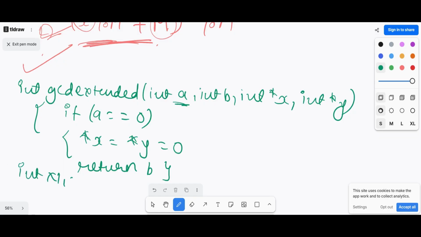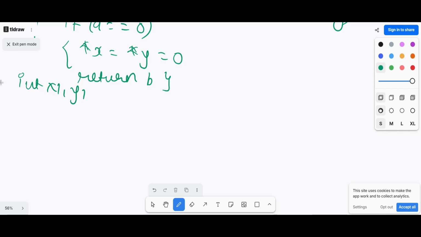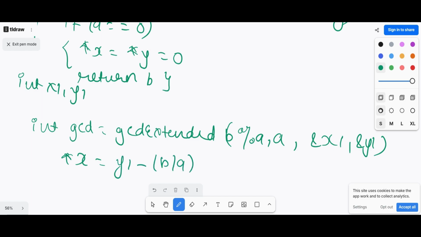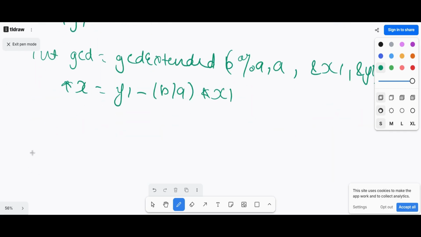Otherwise, every time you have to take two variables. Let's say I'm taking x1, y1, and I will find the GCD with this recursive approach, wherein my a will be now b modulo a, this will be a, this will be x1, and this will be y1. Now your x will be y1 minus b by a into x1. This is again a little bit more proof, but you can remember this simply. And your y will be x1, and you will return GCD.